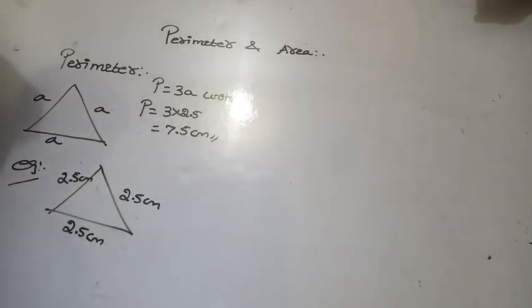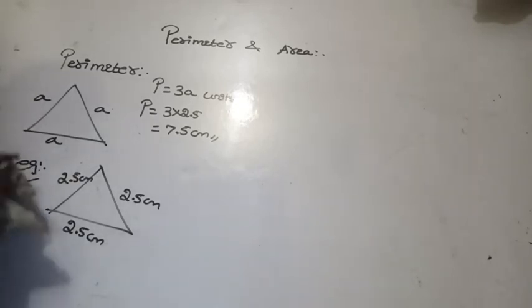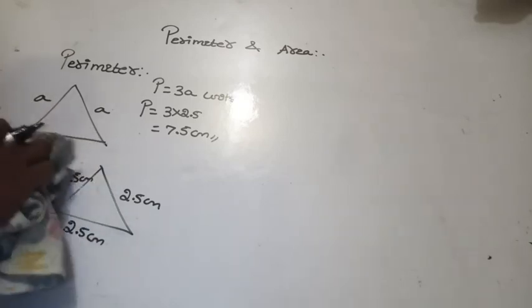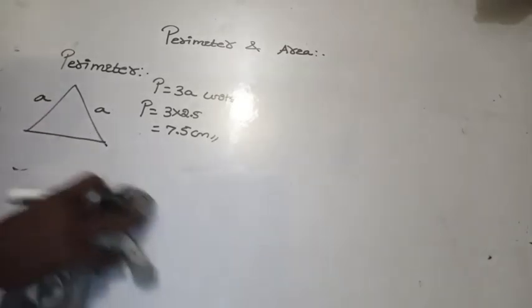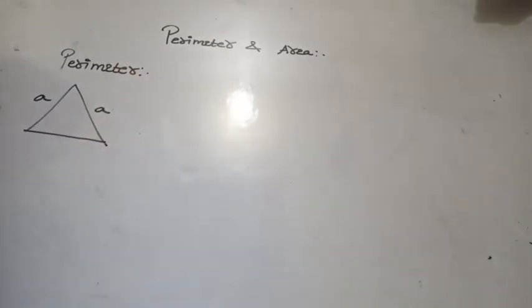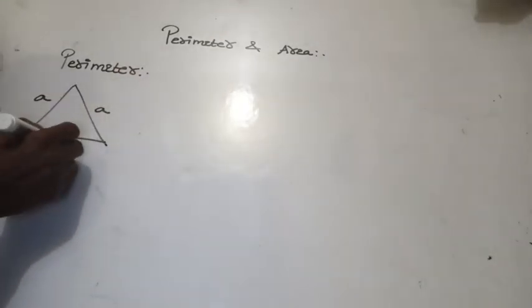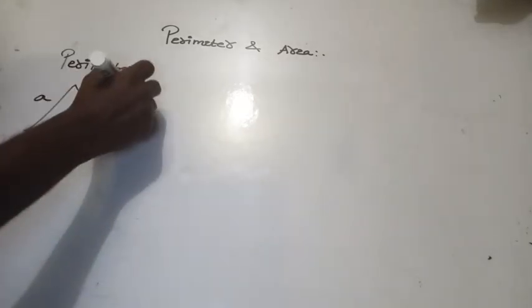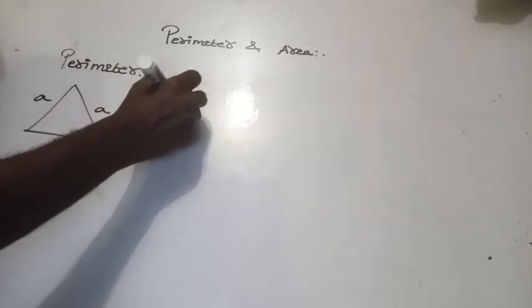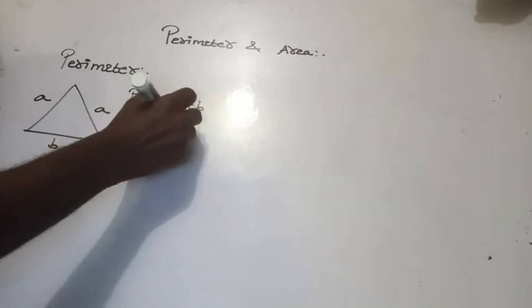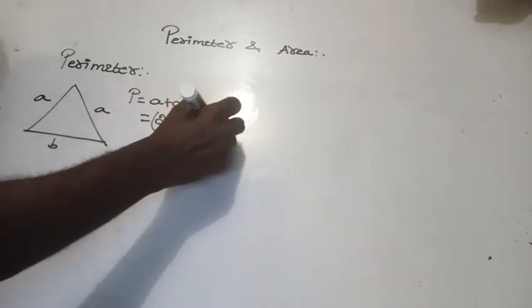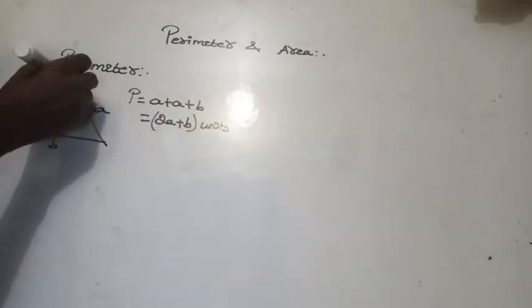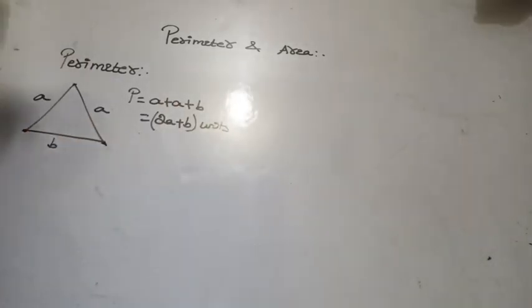Then isosceles triangle. What is the property of an isosceles triangle? Yeah, in a triangle any 2 sides are equal. Isosceles triangle, A and A are the 2 equal sides. Suppose the base is B here. Then the perimeter will be A plus A plus B, that is 2A plus B units. Just add the sum of all the sides, the length of the sides. You will get that. Am I right?